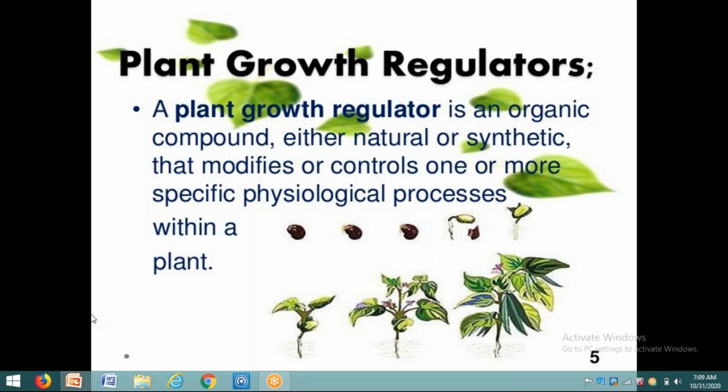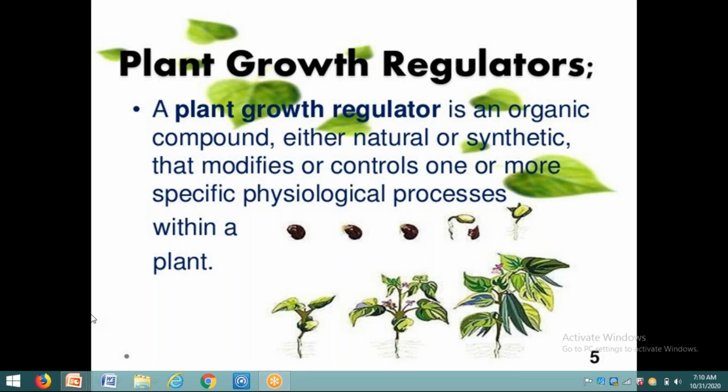Firstly, what are the hormones? Hormones are the growth regulators. They are organic compounds. They may be naturally synthesized or they may be artificially synthesized. Plants can synthesize them naturally, and they may also be synthesized artificially. They are mainly used to control the different activities and many physiological processes in a plant.